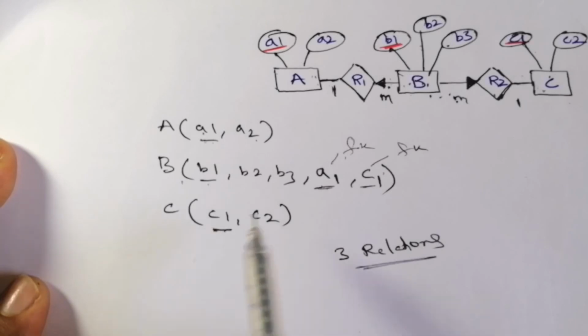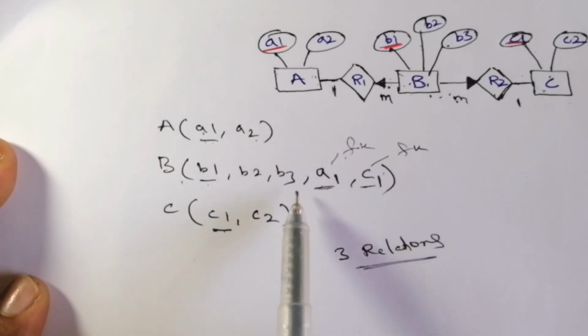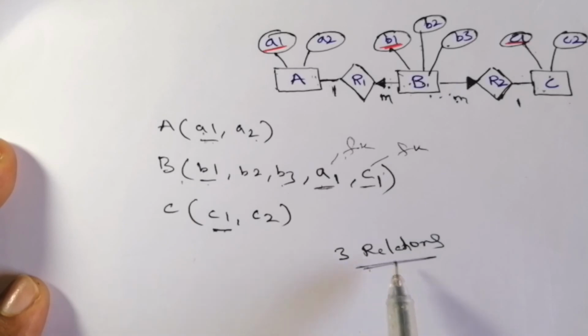So like this, a relationship is established between the relations. And how many relations are possible? 3 relations. So the minimum relations are 3. So like this we have to solve the problems.